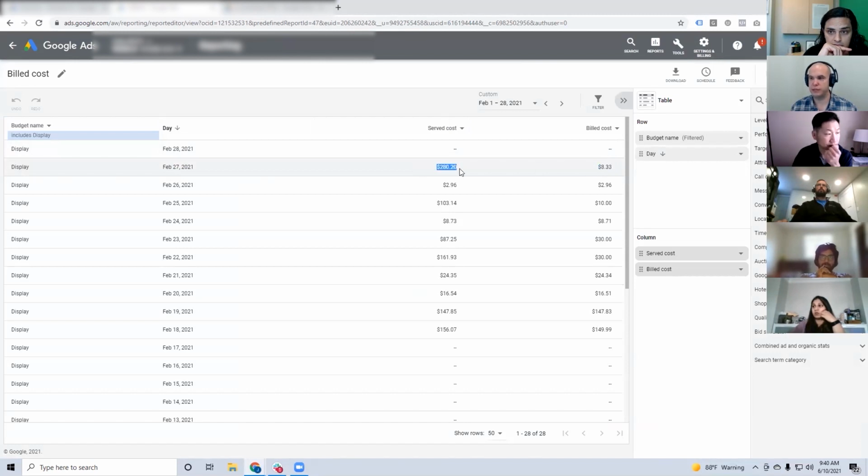So Google sometimes will overspend. Let it. It's okay. Let it overspend because it's not going to bill you for it. It's still going to show that you actually, quote unquote, spent $280. It just won't bill you for it.